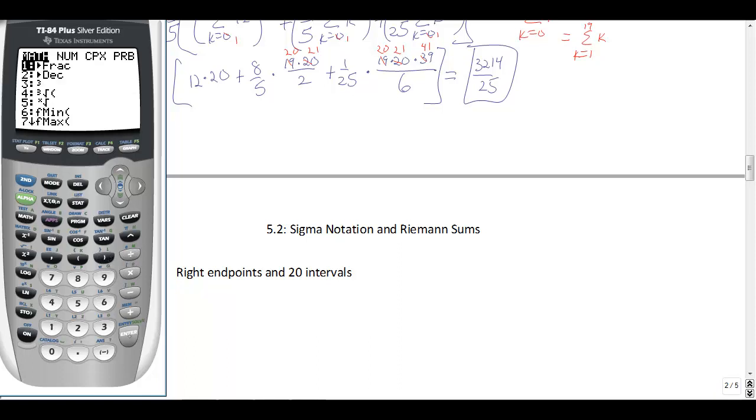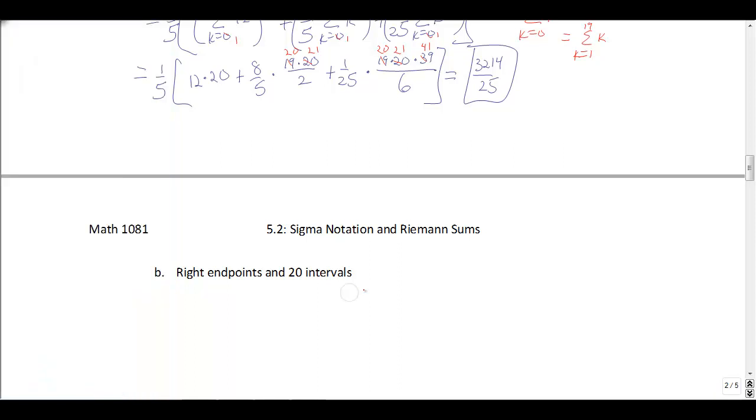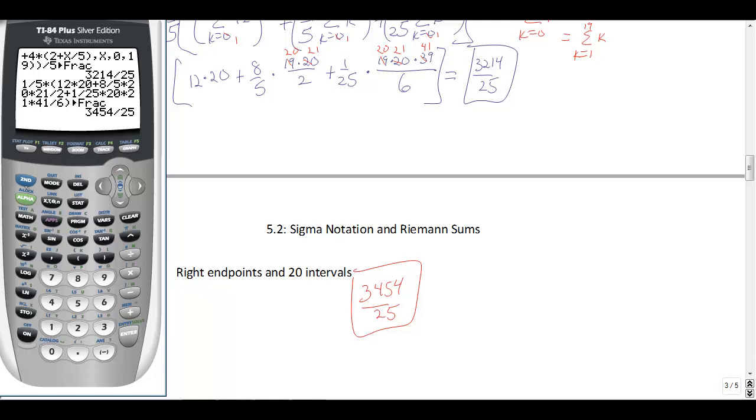And then I'm just going to convert that to a fraction, and that's 3454 over 25. So this works out to be 3454 over 25, using the exact same thing we just did. We're just shifting over one. And you could even use the sum sequence, hit second enter a couple times to bring up what we did here. And essentially, instead of going from 0 to 19, you go from 1 to 20. And it gives you that 3454 over 25. So things got a little bit bigger. The true value is going to be somewhere in between these.